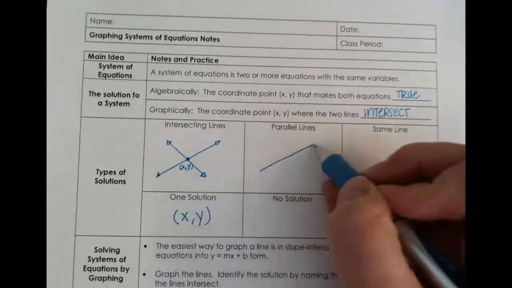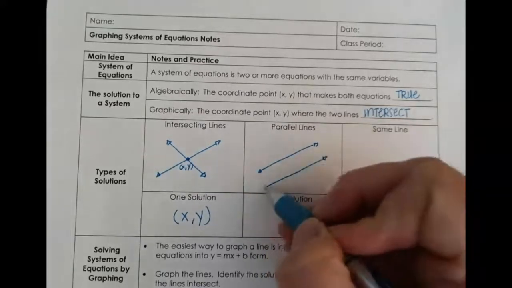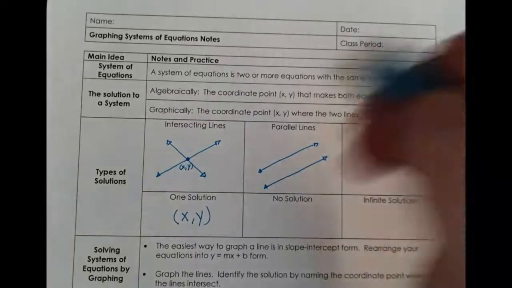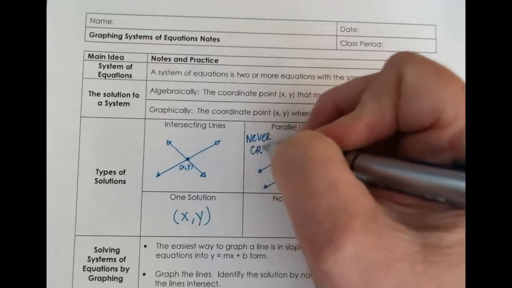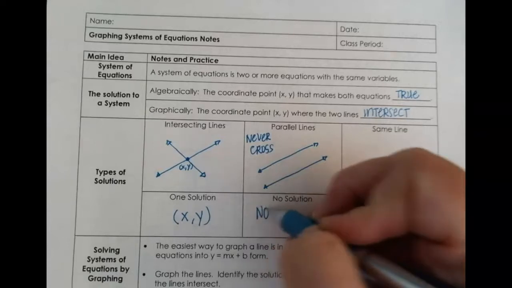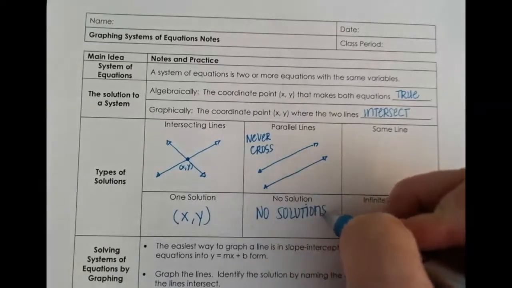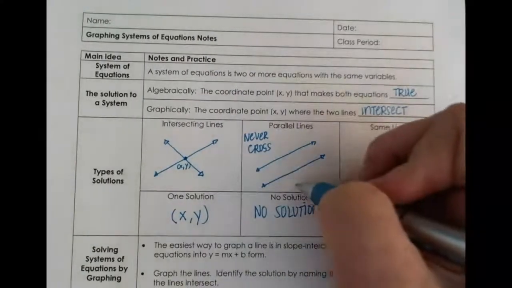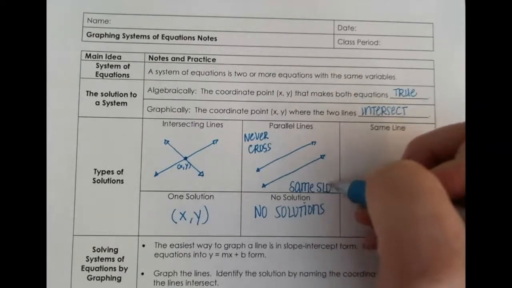The other thing you can have happen is you can end up with parallel lines. Well, parallel lines never cross. Let me give us some notes here. So they never cross, which means they have no solutions, because they don't share any points in common. Okay, one thing that's important to note about our parallel lines is they will always have the same slope.